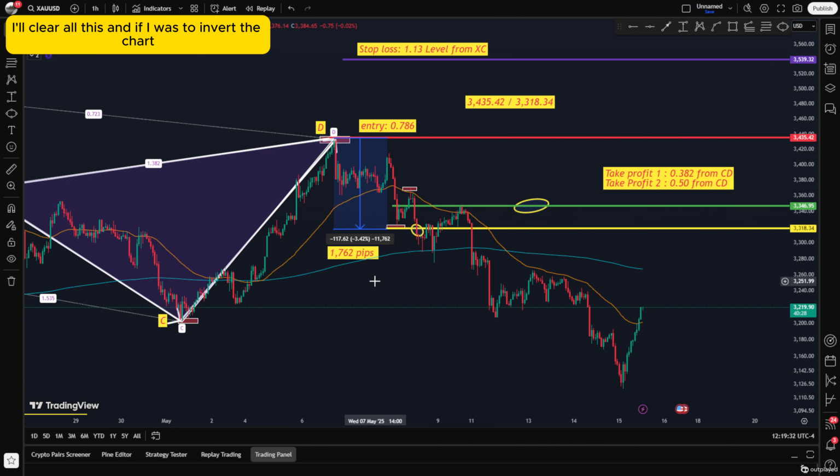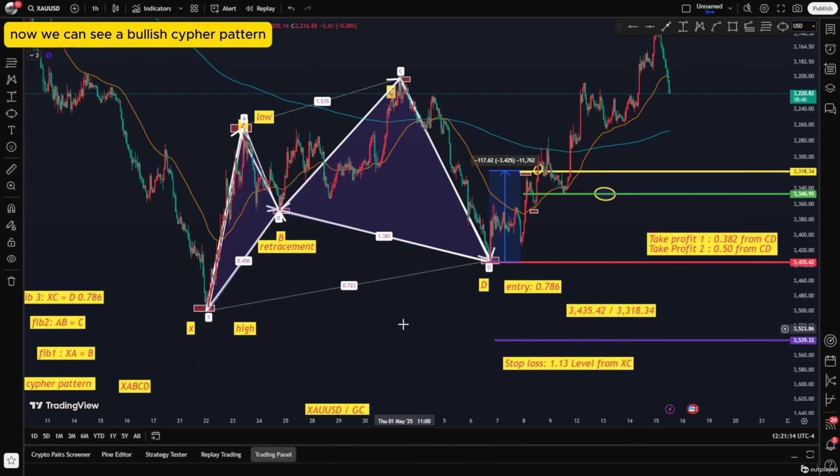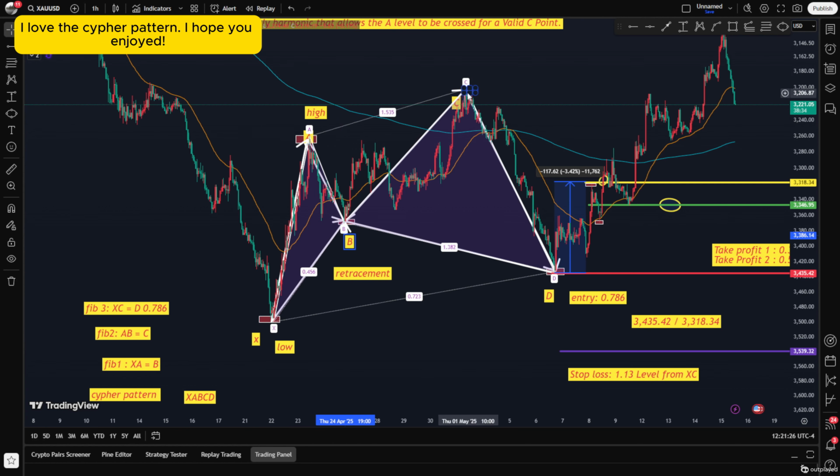I'll clear all this. And if I was to invert the chart, we no longer have a bearish cipher pattern. Now we can see a bullish cipher pattern. And I'll go ahead and flip it back around. I love the cipher pattern. I hope you enjoyed.